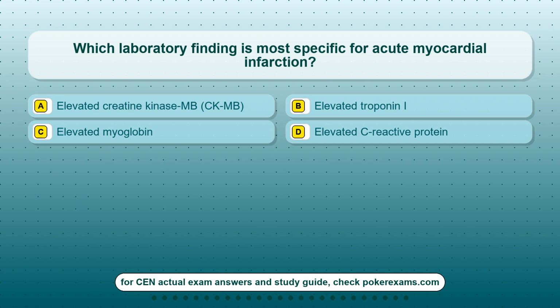Question 6. Which laboratory finding is most specific for acute myocardial infarction? Option A, elevated creatine kinase-MB, CK-MB. Option B, elevated troponin I. Option C, elevated myoglobin. Option D, elevated C-reactive protein.